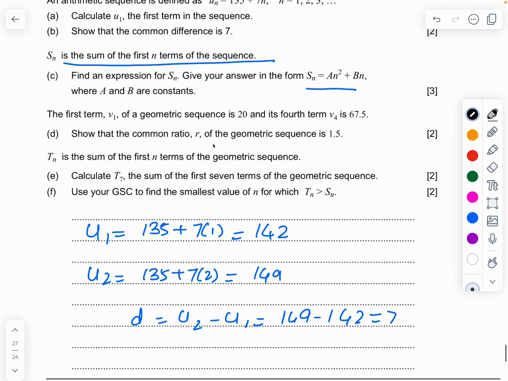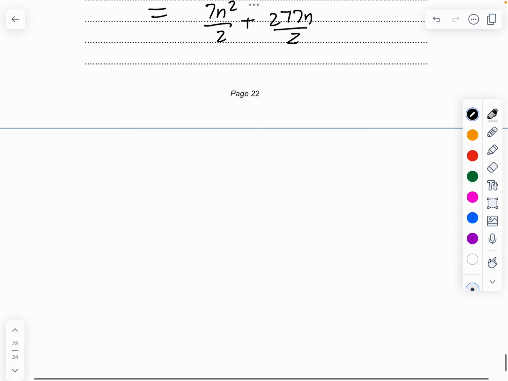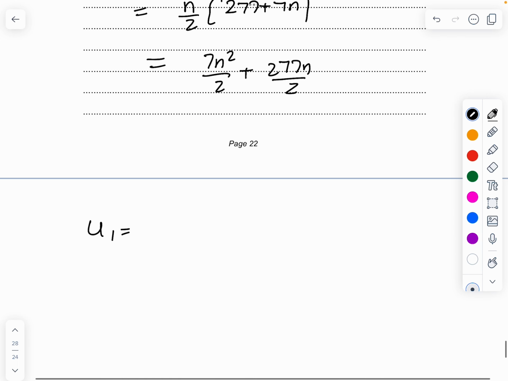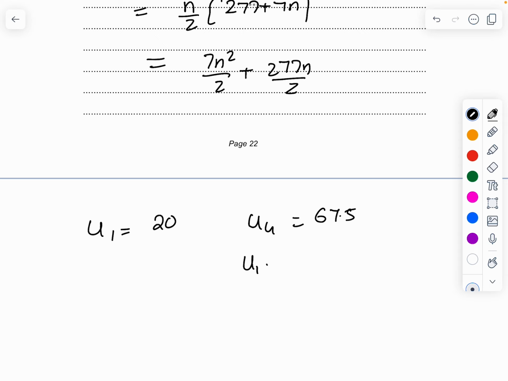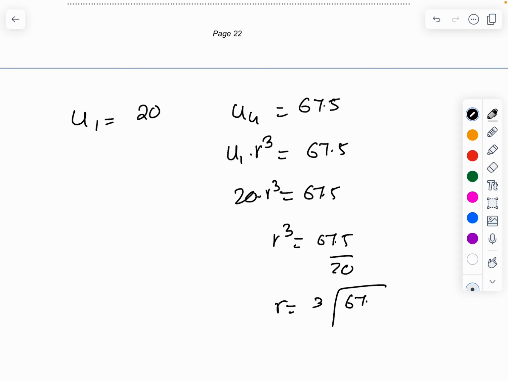Then part D, show the common ratio, given the first term and the fourth term. First term is given as 20, fourth term is 67.5. Fourth term is u1 times r to the power 3 equals 67.5. So 20 times r to the power 3 equals 67.5. r cubed equals 67.5 by 20. r equals the cube root of that, which gives me 1.5.